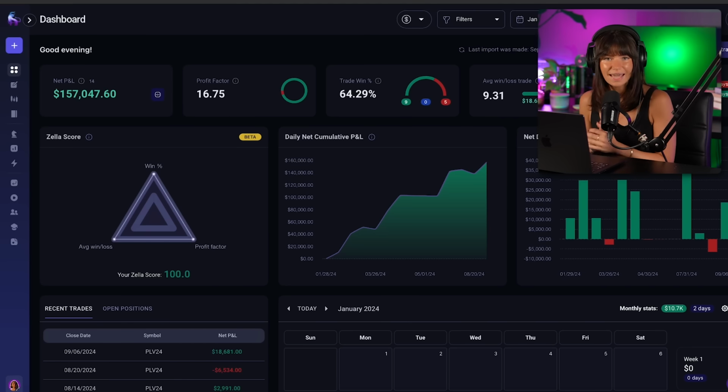Just going back and seeing as a whole, what do the winners have in common? How can we replicate that? And what do losers have in common? And how can we remove that? That is my 7-step process as a swing trader.